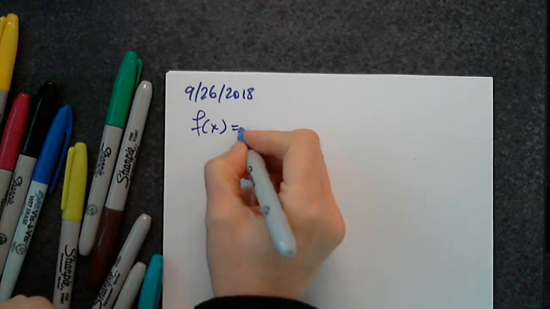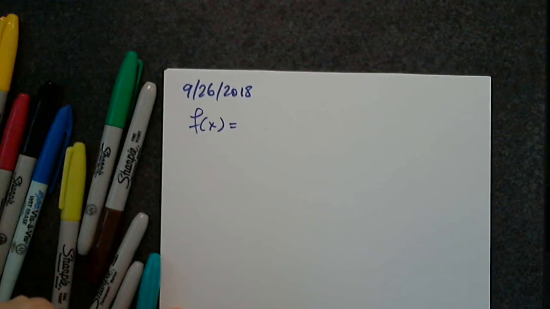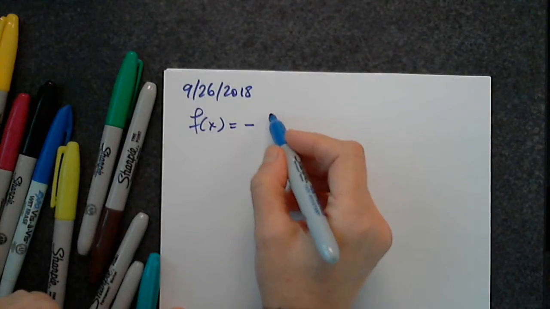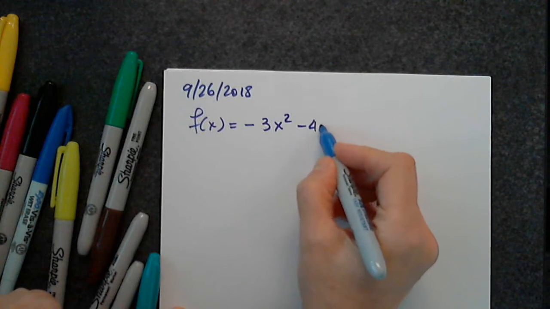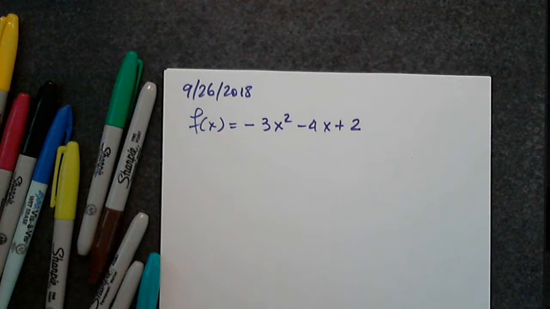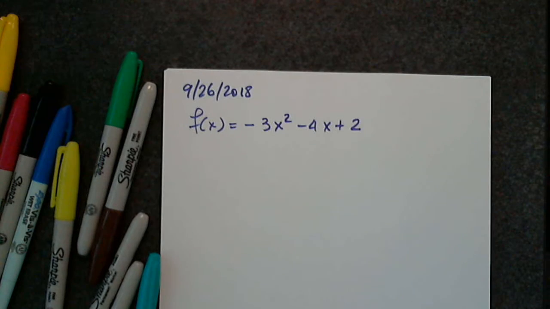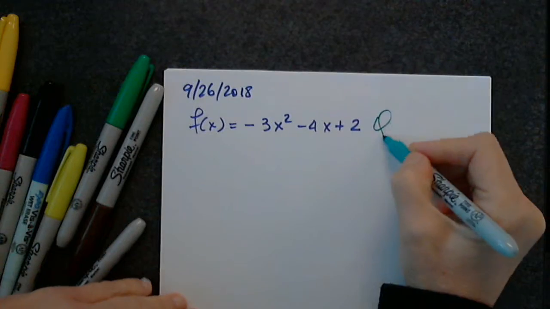All right. f of x equals negative 3x squared minus 4x plus 2. Very good. What type of function is this? That is a quadratic. Awesome. This is a quadratic function.